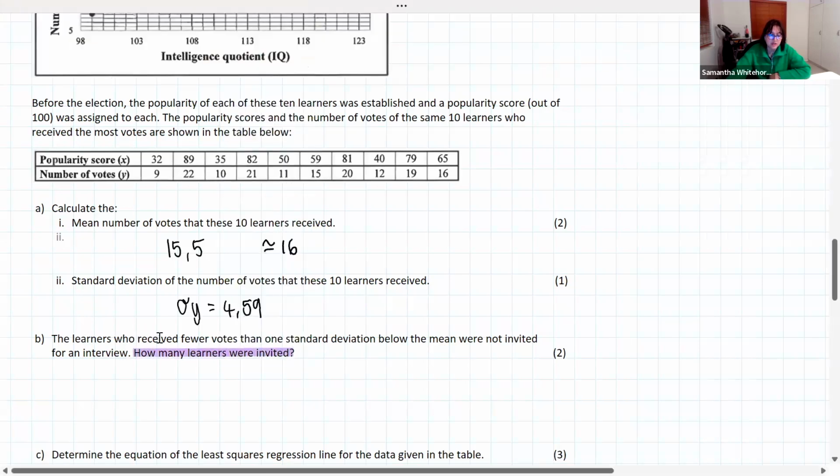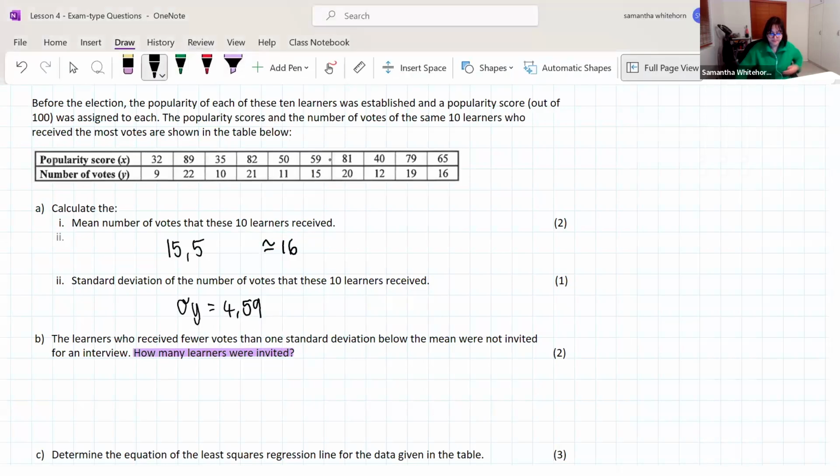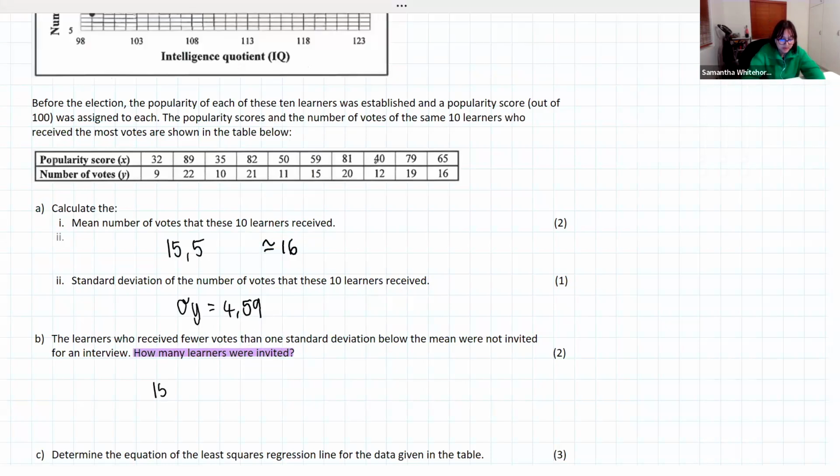The information says the learners who received fewer than 1 standard deviation were not invited. All right, so first things first, we want to figure out what is 1 standard deviation below the mean. Again, use your decimal value. So 15.5 minus 4.59, because that will be 1 standard deviation below.